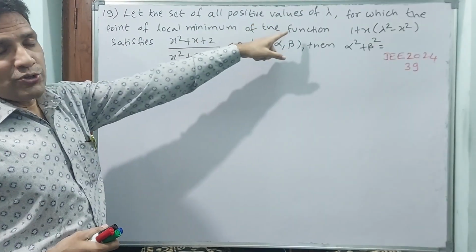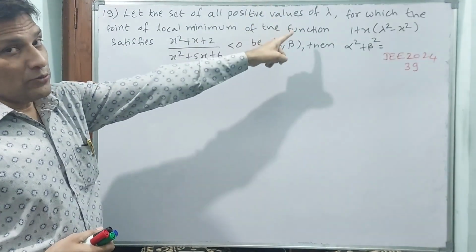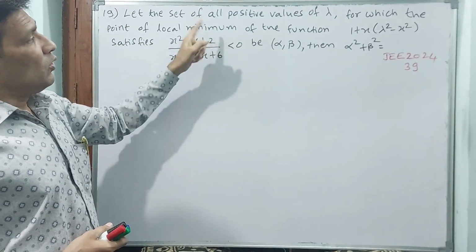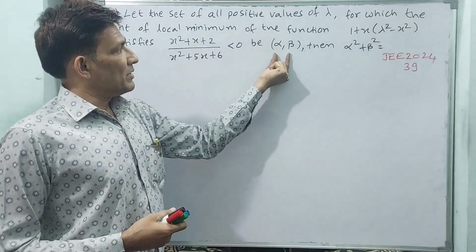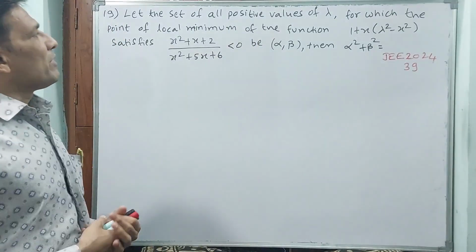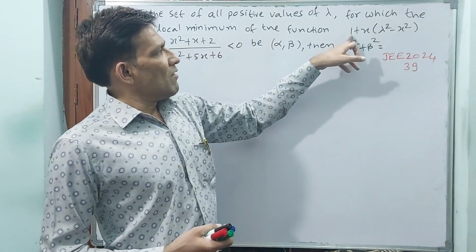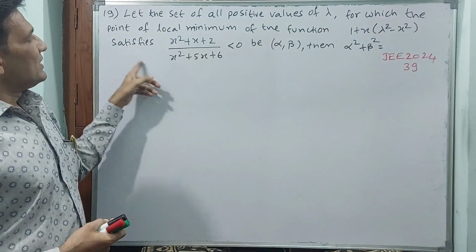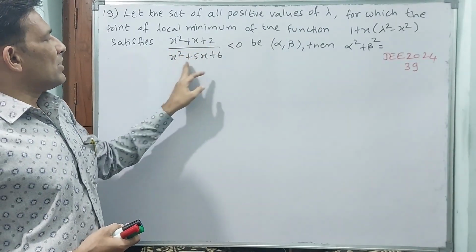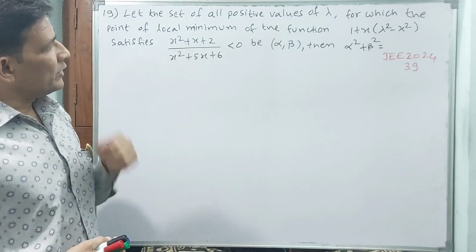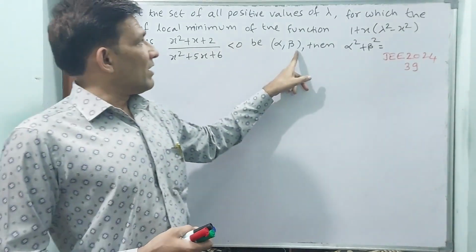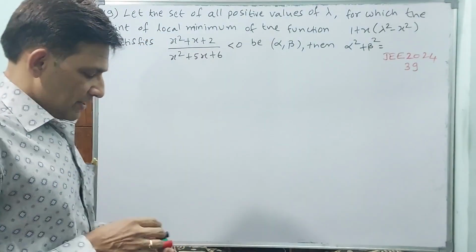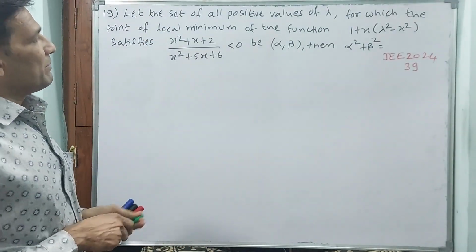Let the set of all positive values of lambda, for which the point of local minimum, because alpha beta is there, in between has to come local minimum, of the function 1 plus x into lambda square minus x square, satisfy x square plus x plus 2 by x square plus 5x plus 6 is less than 0. Let it be alpha beta. Then what is the value of alpha square plus beta square? Step by step we will see.